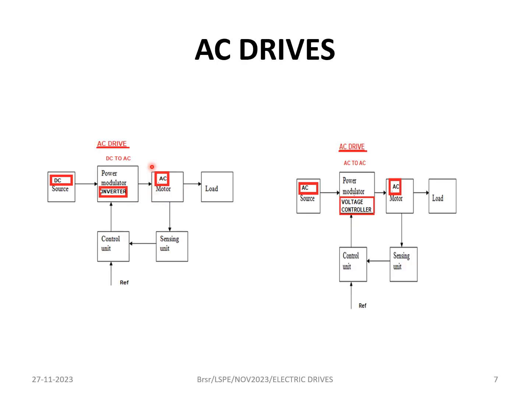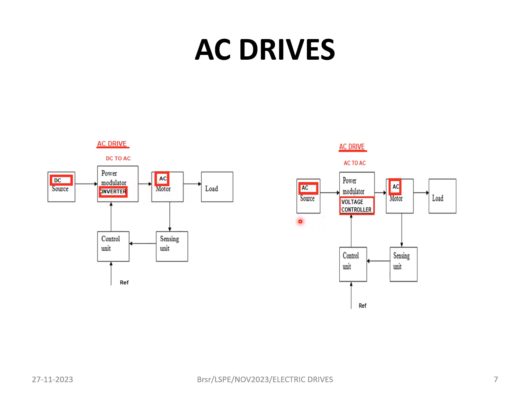If the motor whose speed and direction is to be controlled is an AC motor, then it is called an AC drive. In the case of the AC motor, the power modulator can be either an inverter or a voltage controller based on the supply available. If we have a DC source, before feeding into the AC motor, it has to be converted to AC. So a power modulator which converts DC to AC is called an inverter. So this is an inverter fed AC drive.